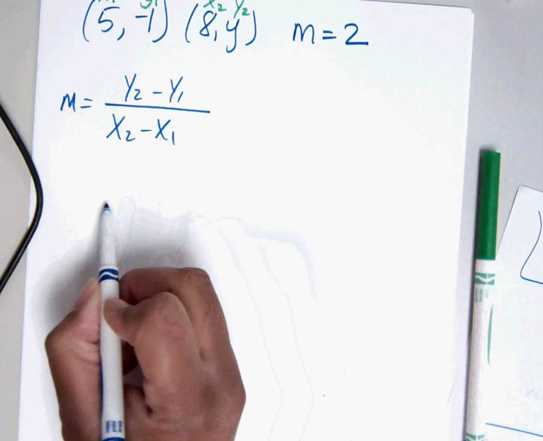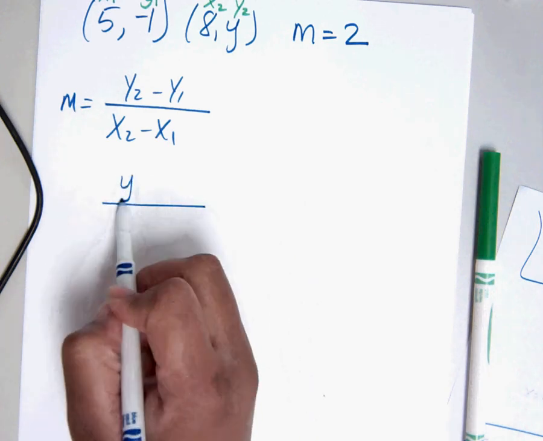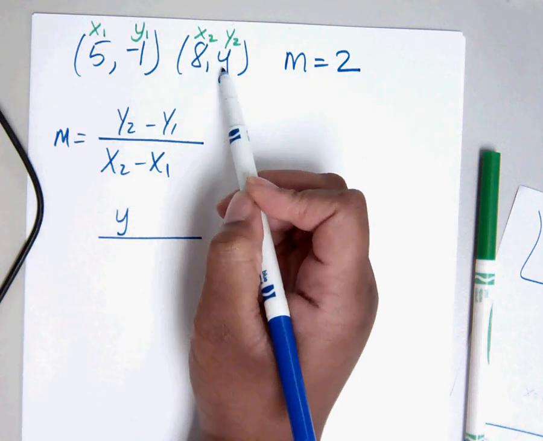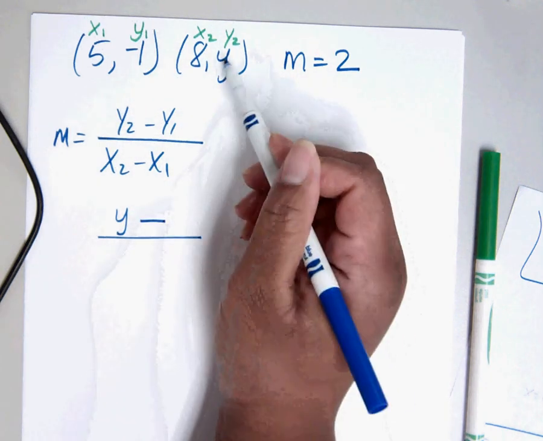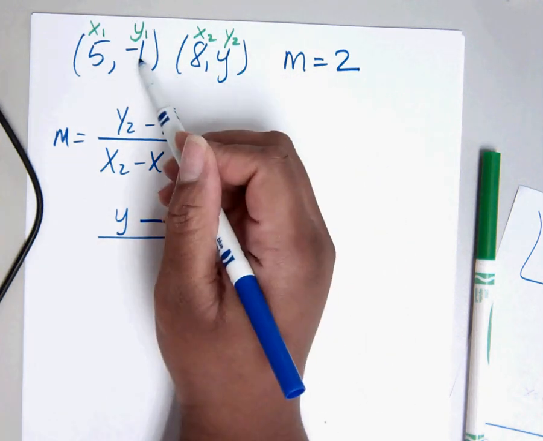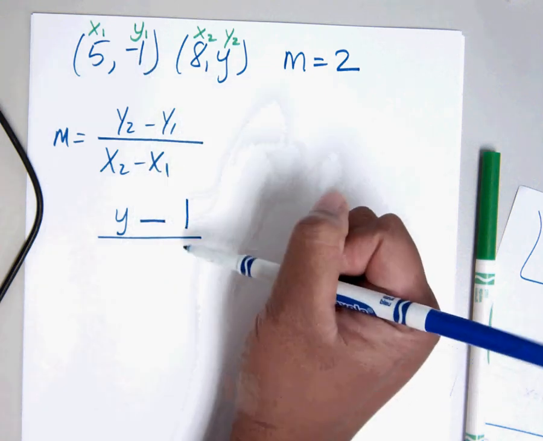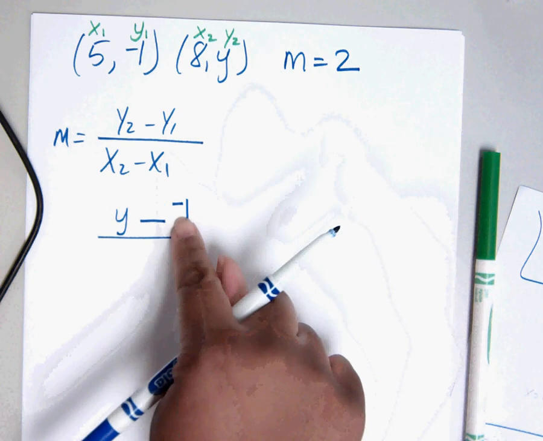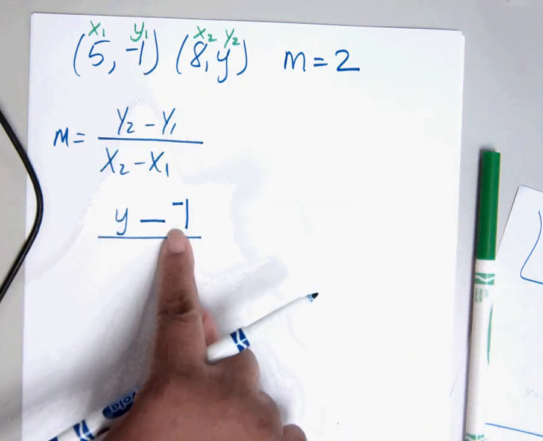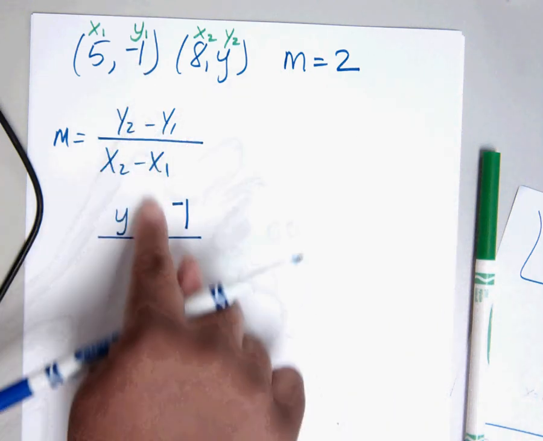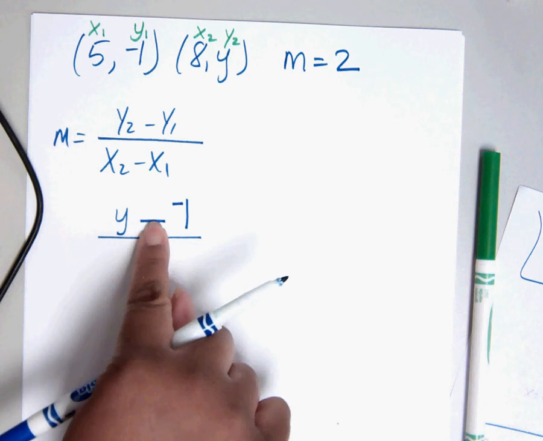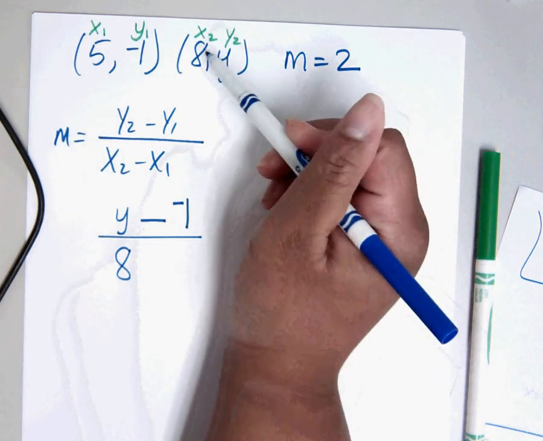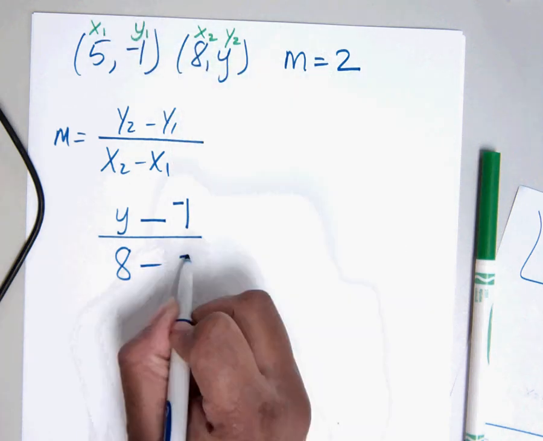So let's plug everything in. Y, because that's what Y2 says. And then minus, do I just write 1 or do I have to write negative 1? I have to write the Y1 and the minus sign. So you have to write them both. And then X2 is 8. And then X1 is 5.